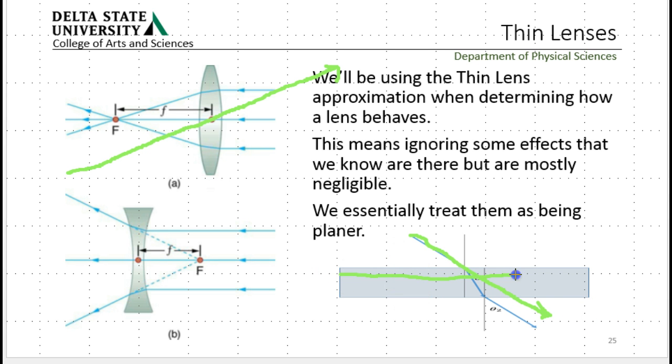Now, the thinner you make this lens, the smaller that displacement. So the thin lens approximation means we're simply ignoring that displacement, and we're treating the lens as if it were just a plane, but it still has curvature because that gives it its properties, its focal length. And again, here on the top, we have a converging or convex lens, and on the bottom a diverging or concave lens.